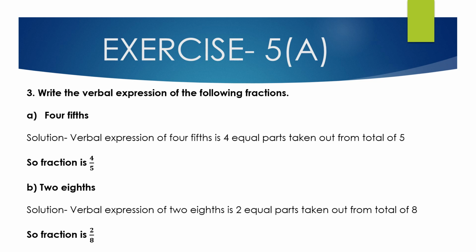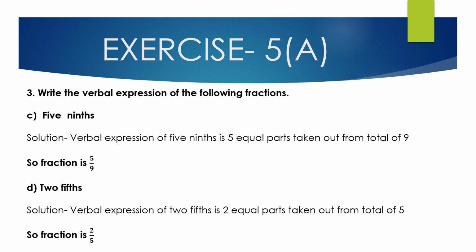And second bit is 2 eighths. Verbal expression of 2 eighths is 2 out of 8. That is, 2 equal parts can be taken out of a total of 8. So we can represent this in fraction form as 2 divided by 8. So fraction will be 2 divided by 8. Here 2 is the equal parts and 8 is the total parts.